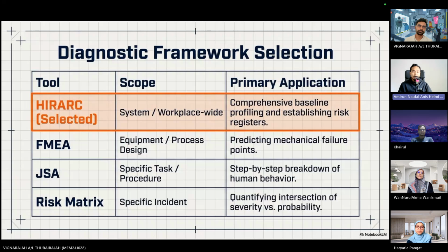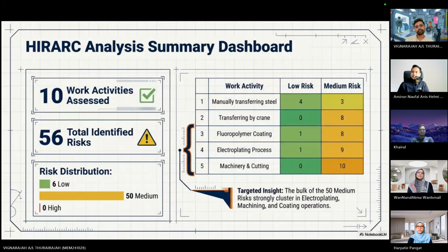Later on, Haryati will present the hazard identification, risk assessment and risk control for all the work activities explained by Nurul earlier. So I pass to Yati. Thank you. Okay, thank you. I will continue with the HIRAC summary dashboard. This slide summarizes the overall HIRAC assessment conducted for this project.